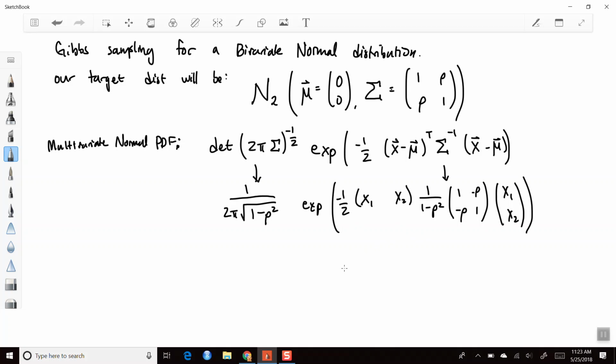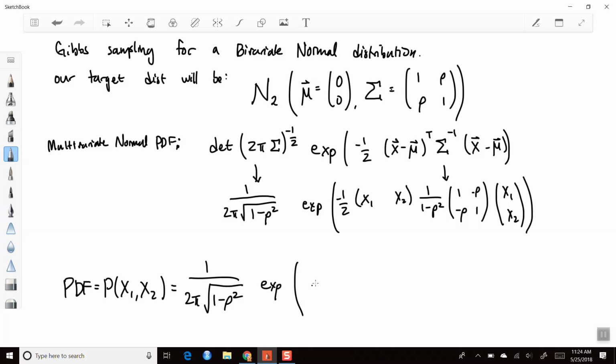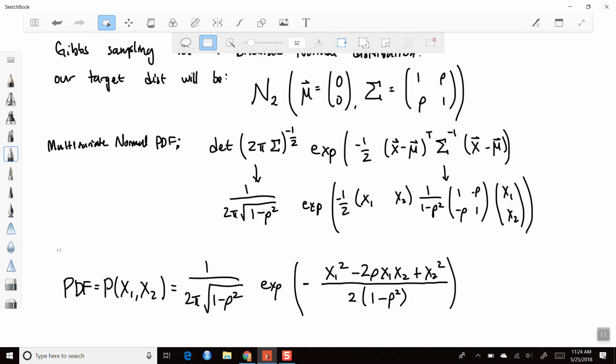Okay, and when you simplify all of that, we end up getting our PDF, P of x1 and x2, equal to 1 over 2 pi times root 1 minus rho squared, times e to the negative (x1 squared minus 2 rho x1 x2 plus x2 squared) over 2 times (1 minus rho squared). All right, so that's going to be our target PDF.